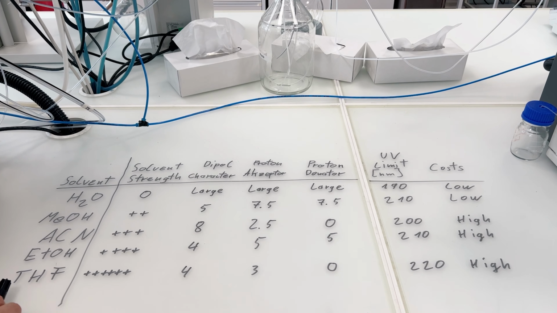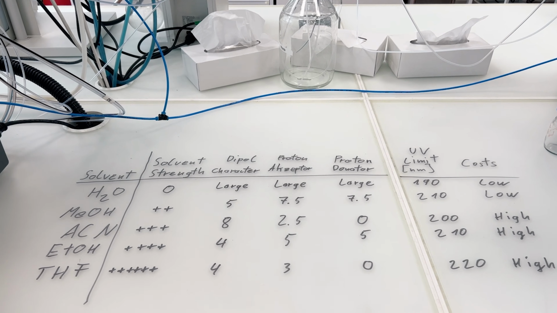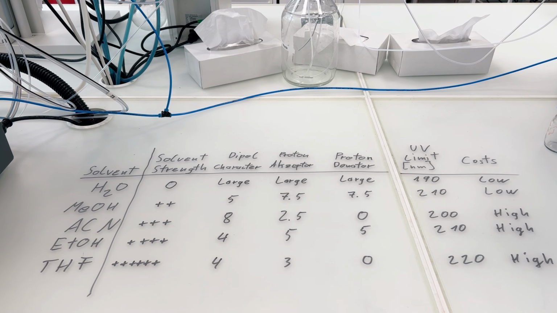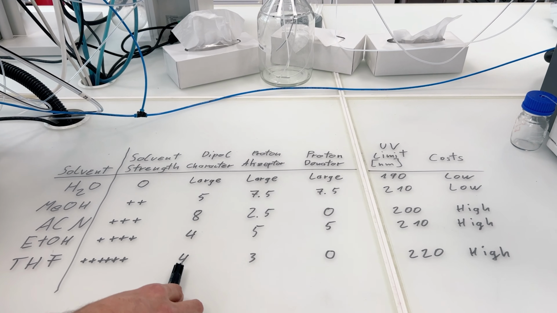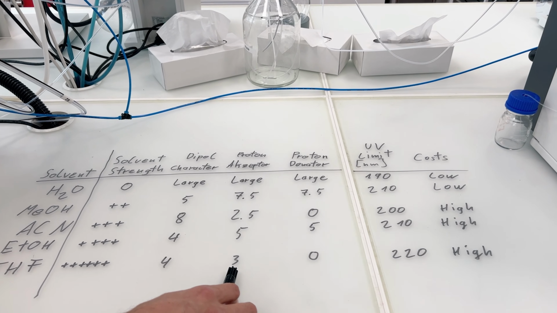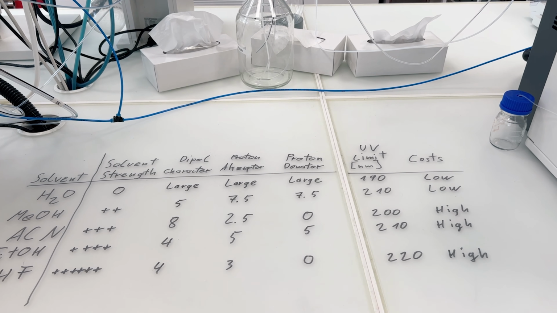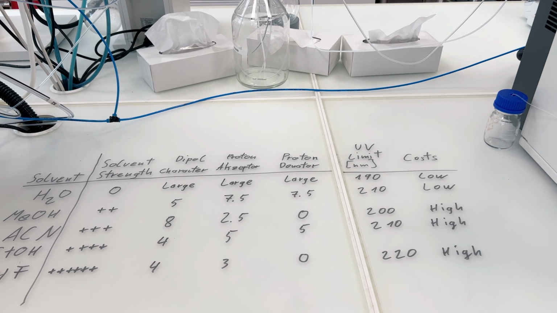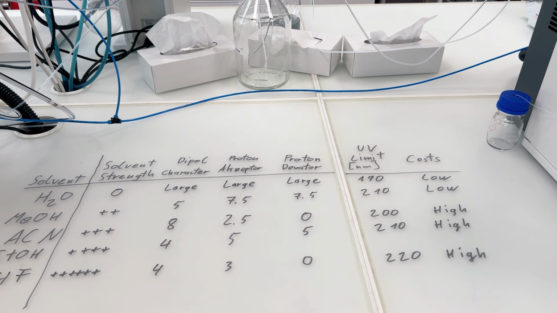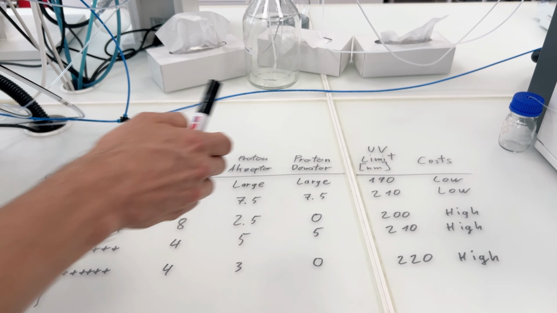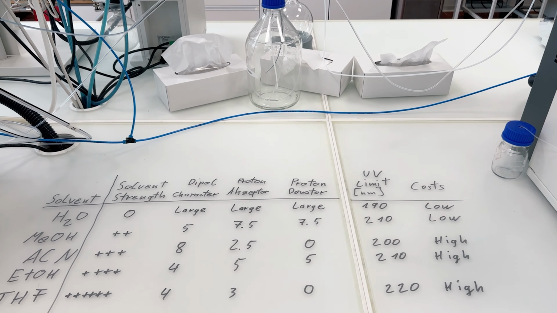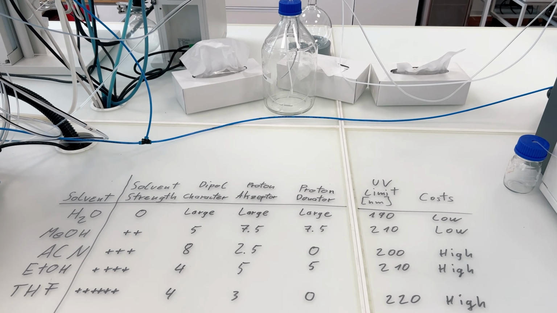In this table, THF is the strongest organic solvent due to its low dipole character and its ability to form hydrogen bondings only with the sample. You also have to take care about the UV cutoff of each solvent. You may have to change your solvent if the UV signal of your sample is masked by the solvent.